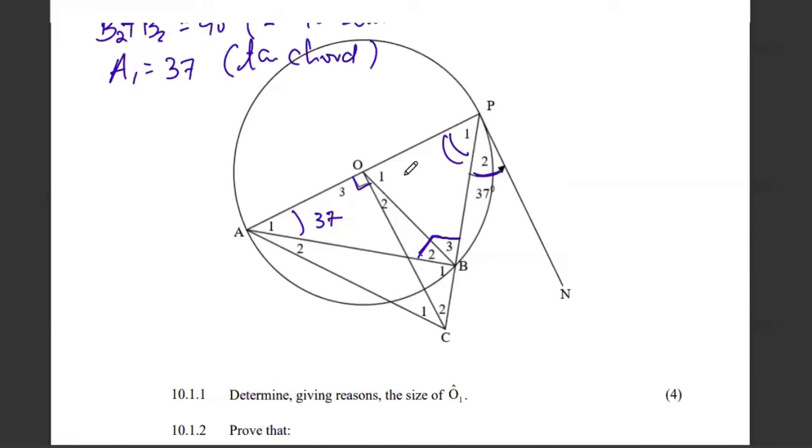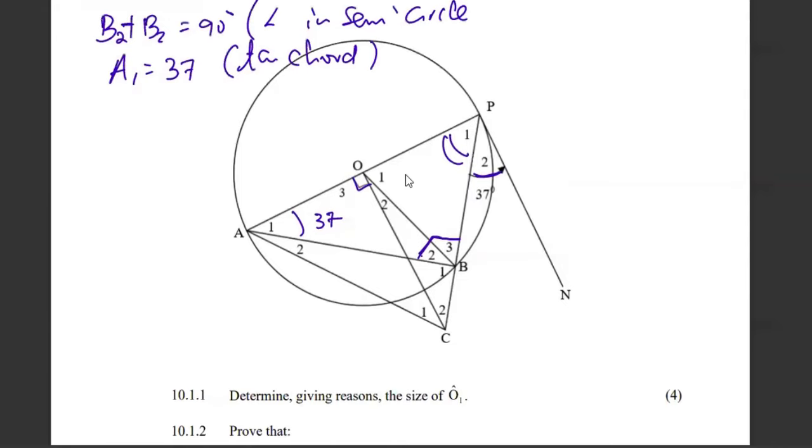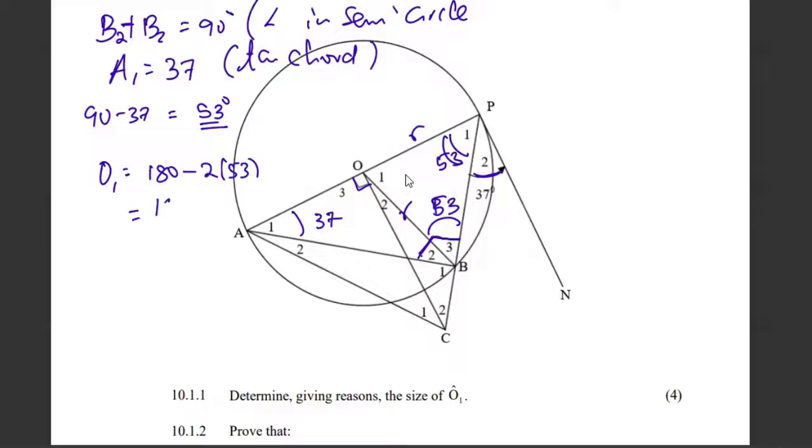Yeah, we're going to get it. And so what's 90 minus 37? It's going to be a 53. So B3 is also a 53 because this is a radius, that's a radius, okay? So 53, 53. So O1 is going to be 180 minus twice 53. So that is 180 minus 106, which becomes a 74 degrees. Okay, so I'm getting O1 as a 74.